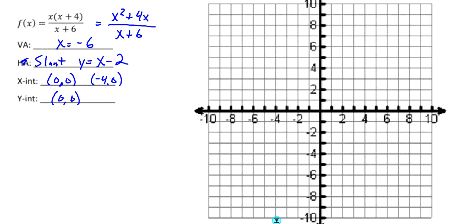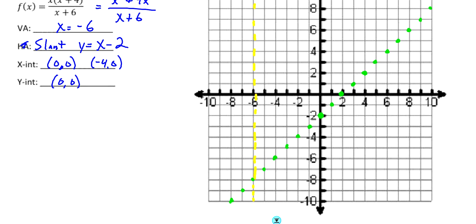Okay, vertical asymptote at negative 6. Slant asymptote, y-intercept negative 2, again has a slope of 1, so you can use that slope going up 1 over 1, up 1 over 1, up 1 over 1. Same in the other direction. Okay, then your intercepts at 0 and negative 4.